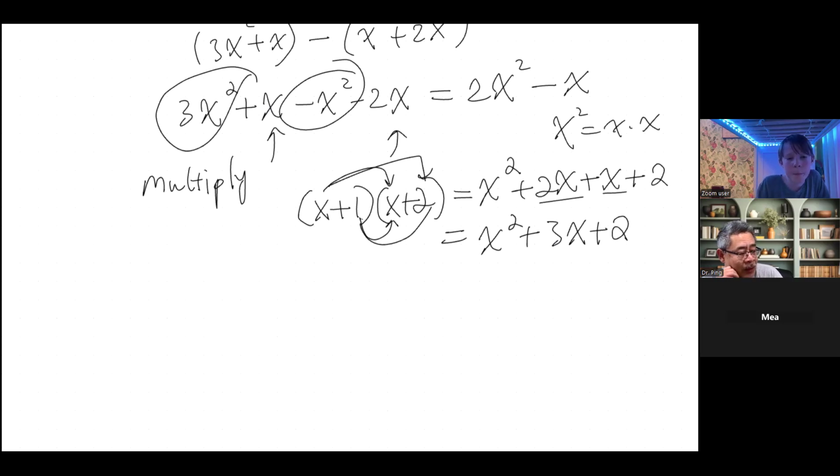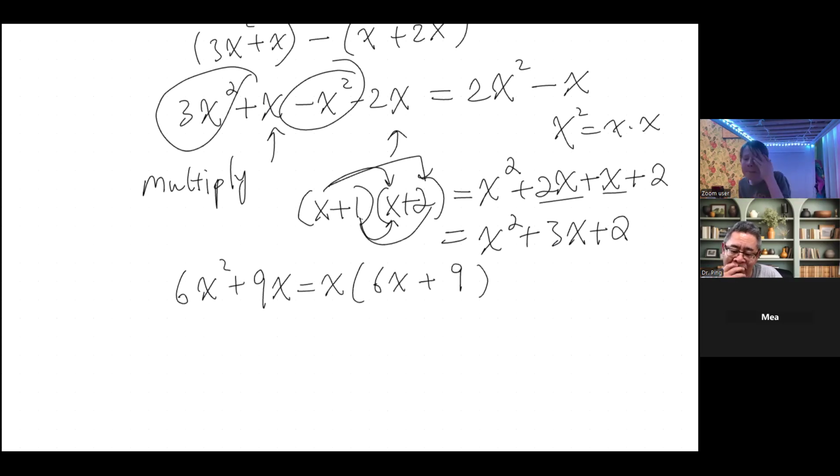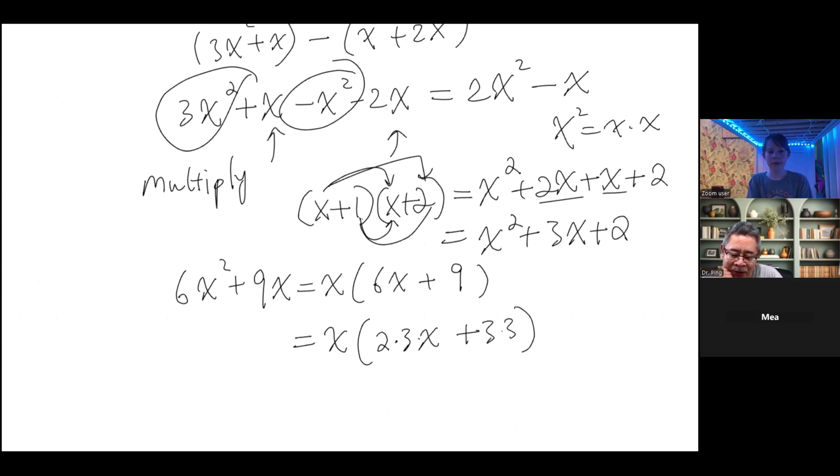Factoring, for example, 6x squared plus 9x. Well, we know we can move x out. We got x times 6x plus 9. Well, notice that 6 and 9 have a multiple of 3. So 6 is 2 times 3, and here is 3 times 3. So 3 is common. We can move 3 out. So we got 3x, and we got 2x plus 3.